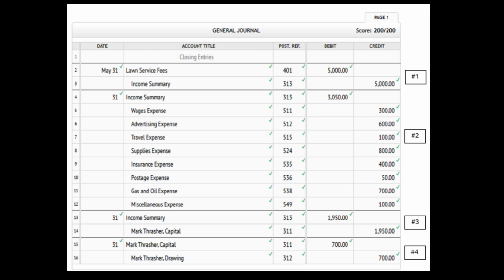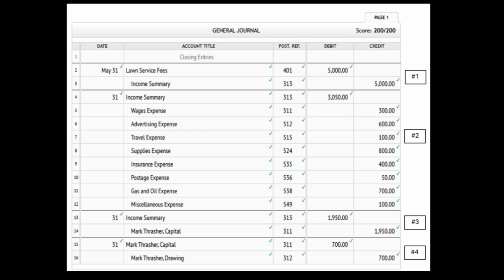Now take a look at the Chapter 6 homework problem number 1. It's the same problem, but we're just looking at the general journal now. In the previous slide, we looked at the T accounts. Now we're looking at the general journal. We are going to break this down, and I put numbers over on the right side so that you can see. The first 2 entries have to do with step 1 in the process.